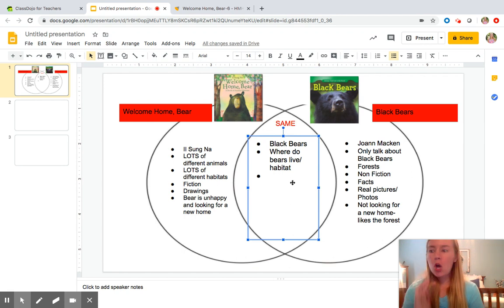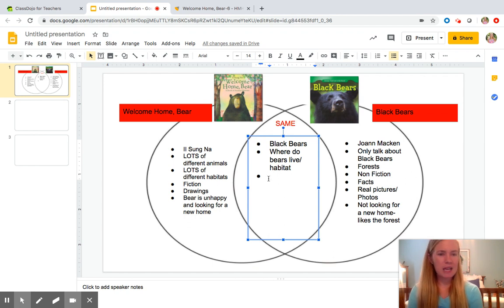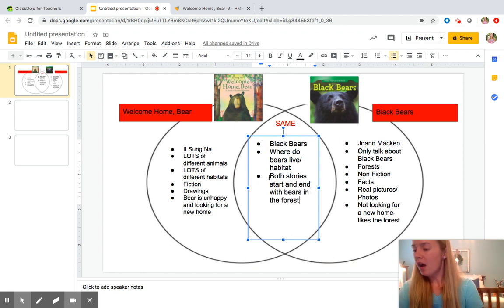So, what do we know that's the same? Let's go back to that. We know that both of these stories talk about black bears and they talk about where bears live. What else makes them the same? Both of these stories start out with bears living where? Right, bears living in the forest. And where do both of these stories end with bears living? In the forest. Good job. So both stories start and end with bears in the forest.